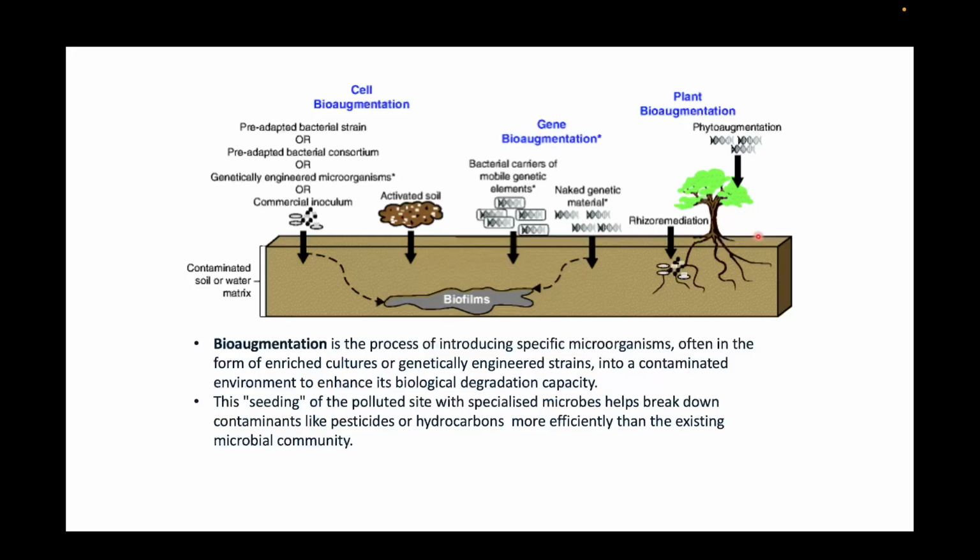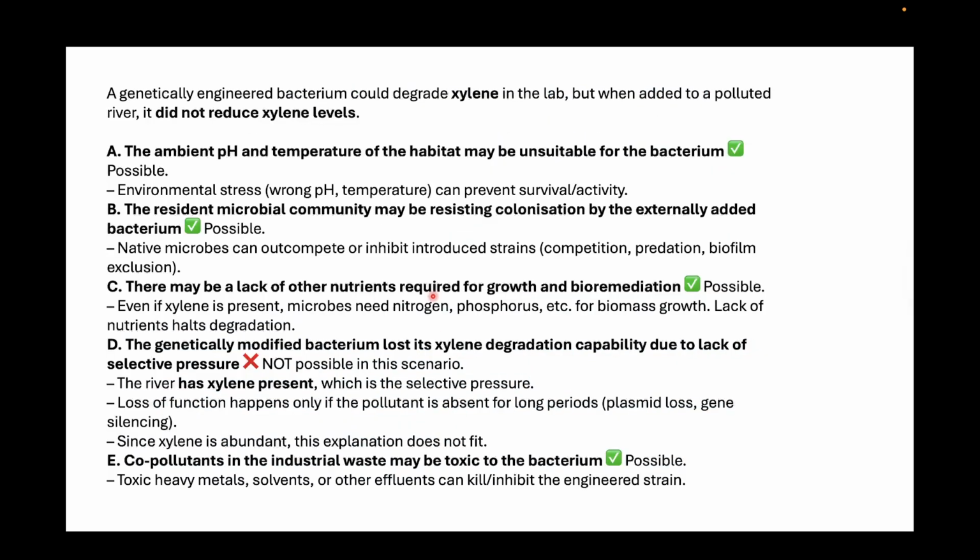So these are different forms of bioaugmentation, but the one that we were dealing with is cell bioaugmentation, in which genetically engineered bacteria was added onto the in situ site. Now looking at all options: a genetically engineered bacterium could degrade xylene in the lab, but when added to polluted river it did not reduce xylene levels. Ambient pH and temperature of the habitat may be unsuitable for the bacterium. This is possible because environmental stress can prevent survival or activity of the bacterium, right?